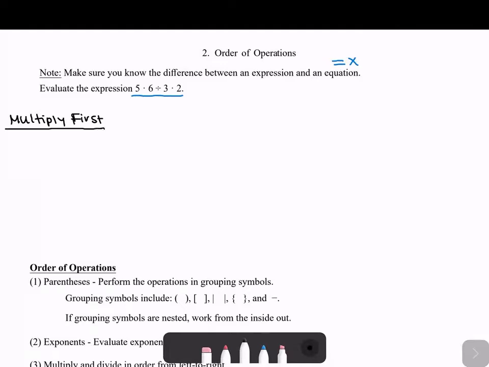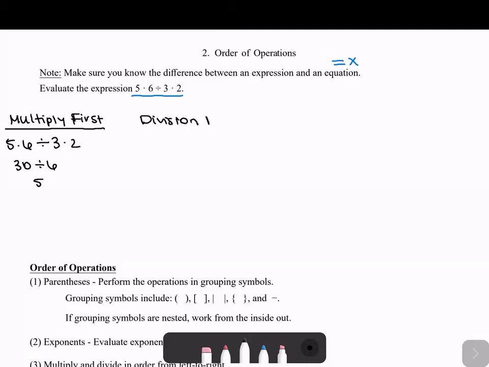If we do all the multiplication in the problem first, then we have 5 times 6 divided by 3 times 2. So if we do all the multiplication first, this is 30 divided by 6, and this is 5. Okay, so that's one way to do this.